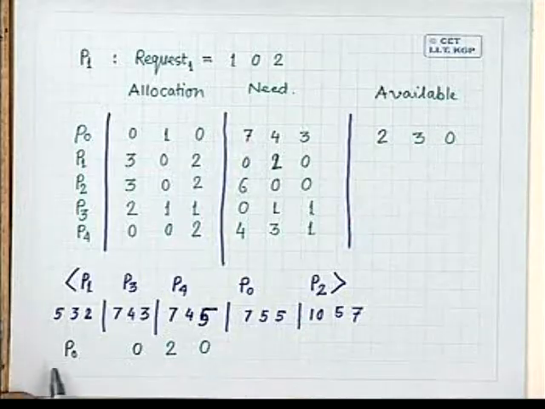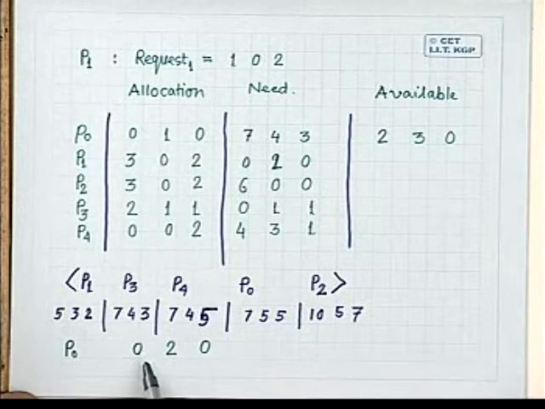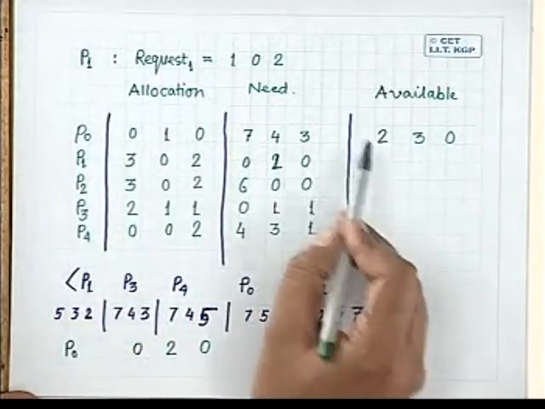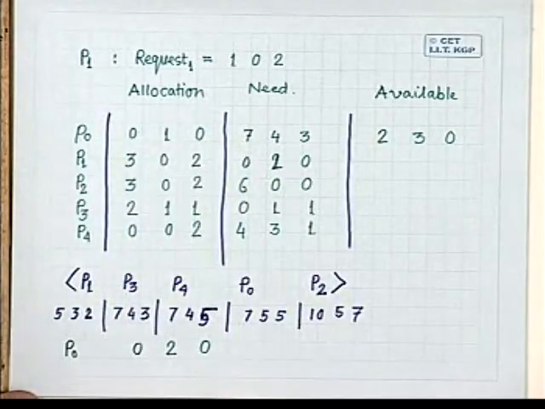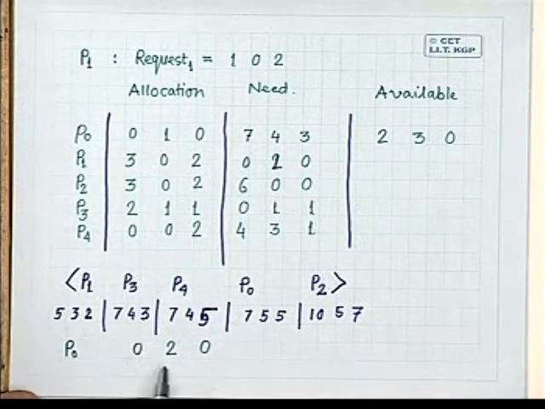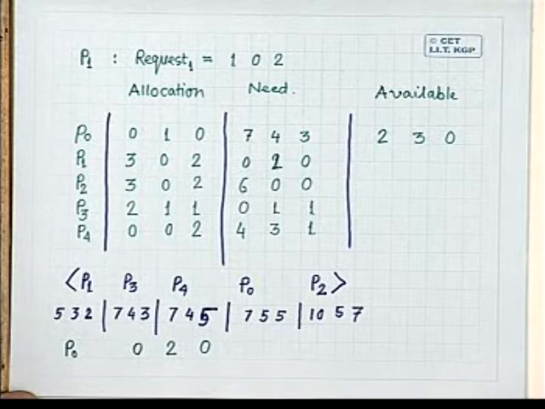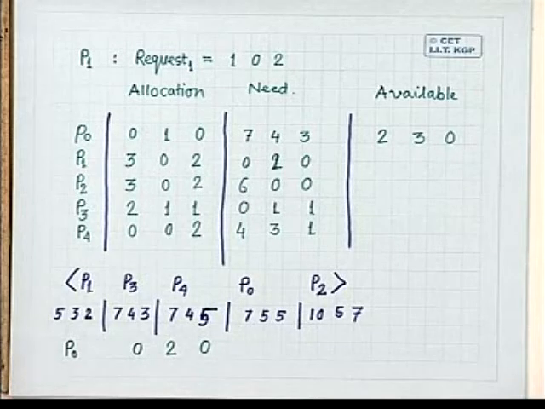So you try to see that if P0 puts a request for 020 number of resources in this state, because this state is safe, as we have just seen, in the safe state, if P0 puts a request like this, then whether this request can be granted immediately or not. You try to solve this as an exercise.